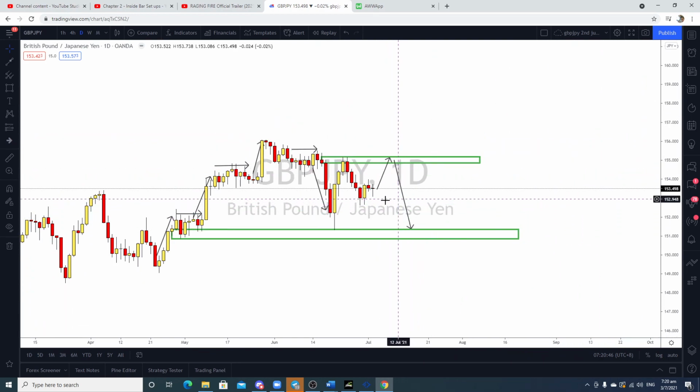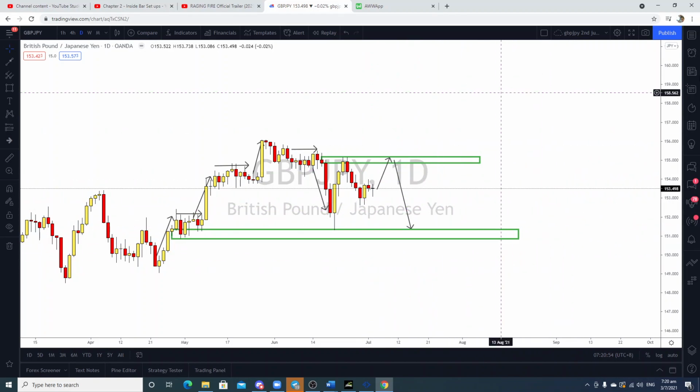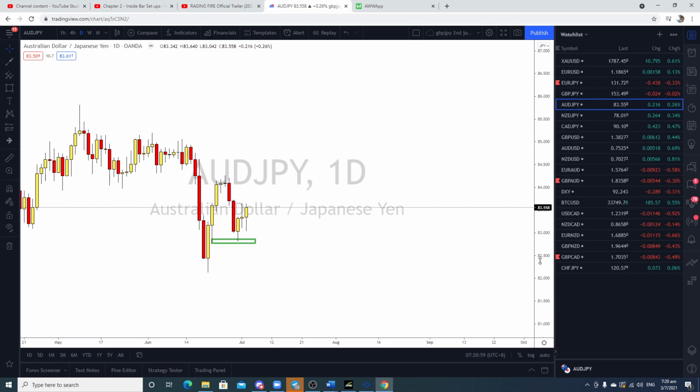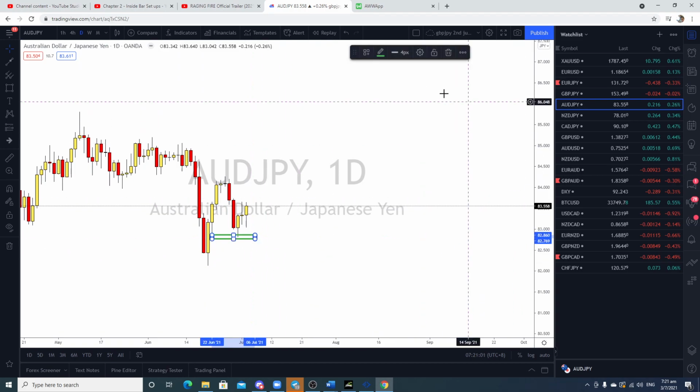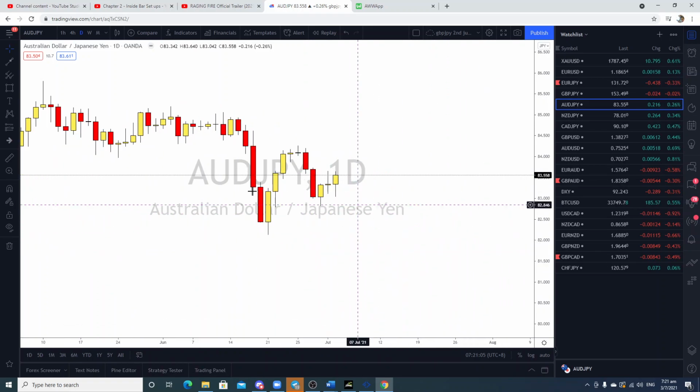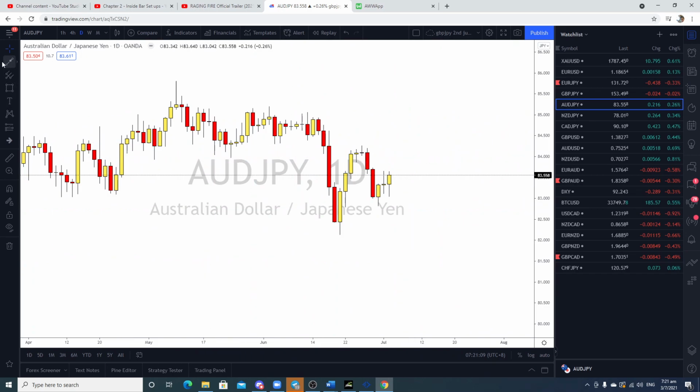But if price doesn't go up and continues to go down, we don't want to sell from here because there's a demand here, and then we can probably ding dong between these two areas. So I think most yens are doing this kind of thing. Drop base rally, drop base rally, base drop.